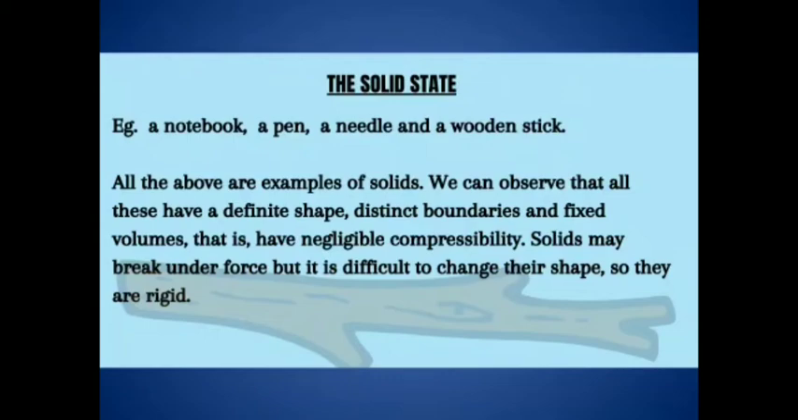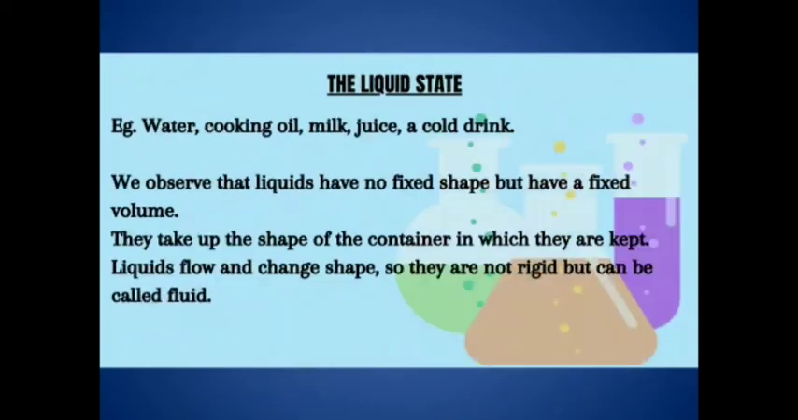And they have negligible compressibility. We can't compress them. Even if you put a lot of force, solids don't change their shape. They may break, isn't it, under the force, but it's difficult to change their shape. So we can say that they are rigid. So rigidity, definite shape, fixed volume and distinct boundary, negligible compressibility, these are all characteristics of solids. Now we will talk about the second type of matter, that is liquid.